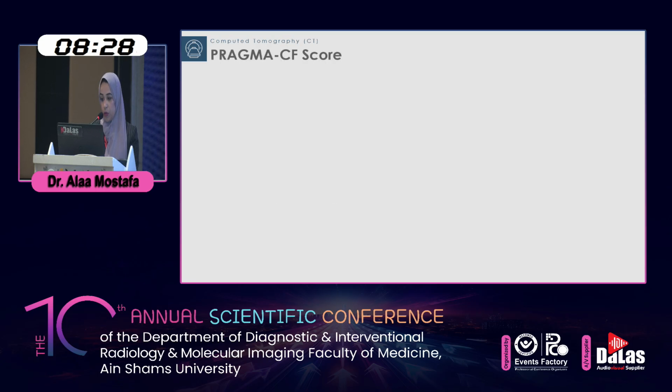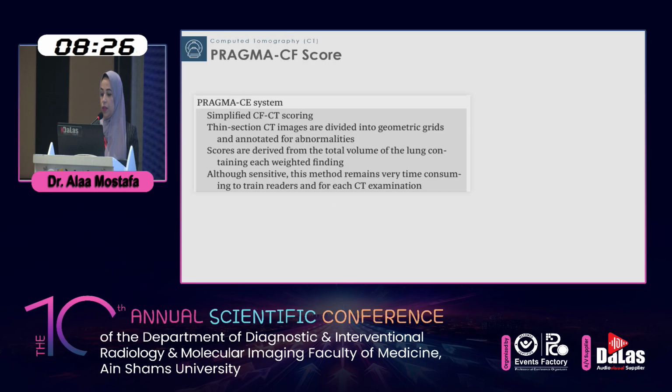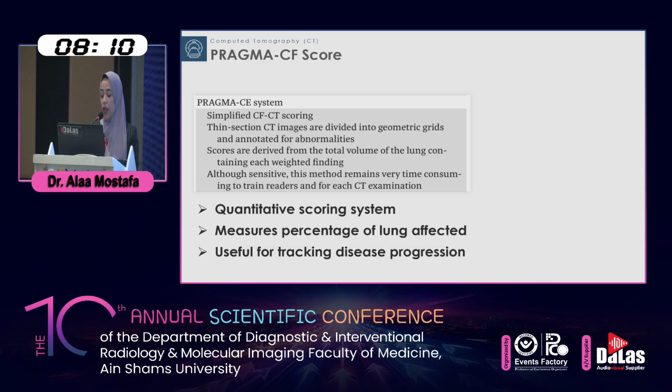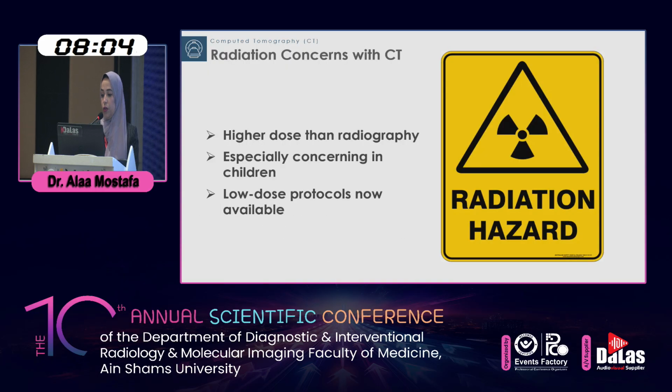Brody cystic fibrosis score, which is a simplified CFCT scoring. Thin section CT images are divided into geometric grids and annotated for abnormalities. Scores are derived from the total volume of the lung containing each weighted finding. Although sensitive, this method remains very time-consuming, both to train readers and for each CT examination. Its quantitative scoring system measures the percentage of lung affected, useful for tracking disease progression.